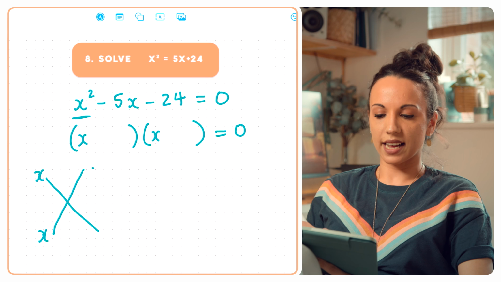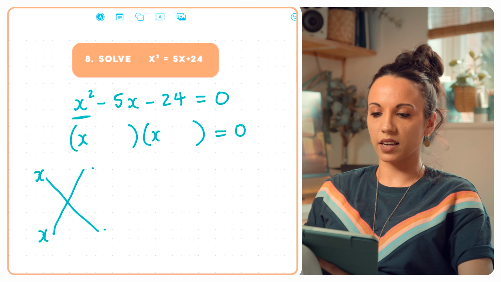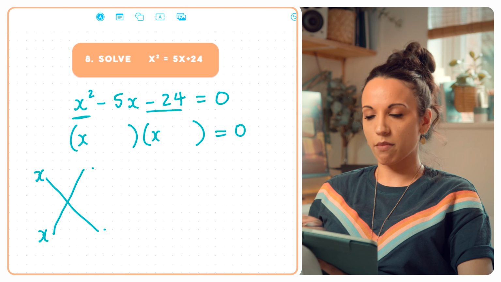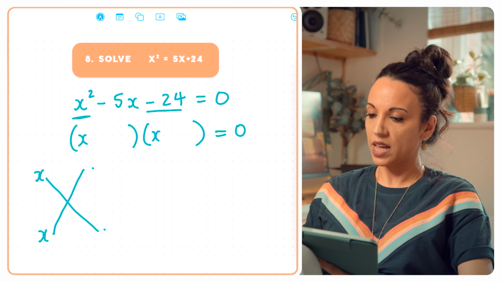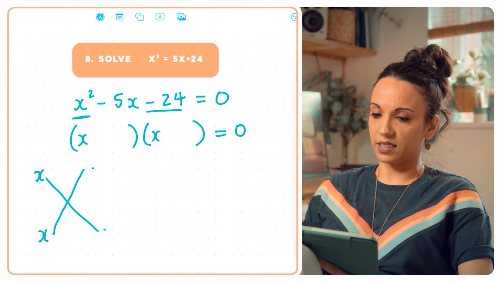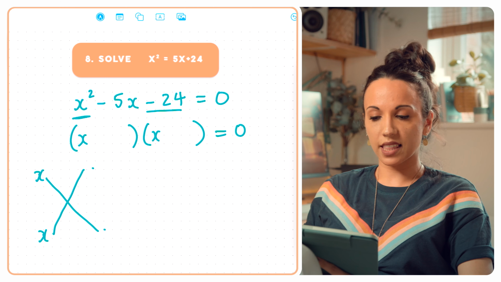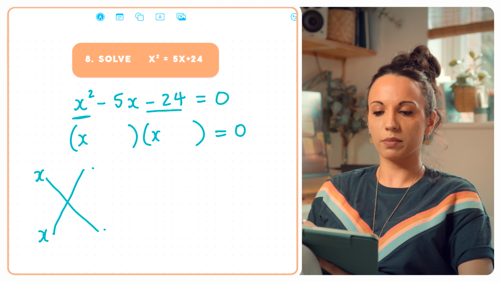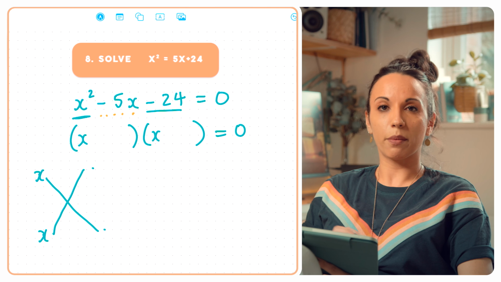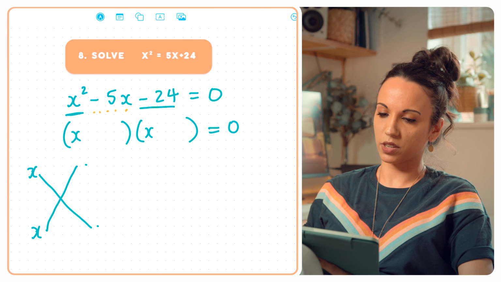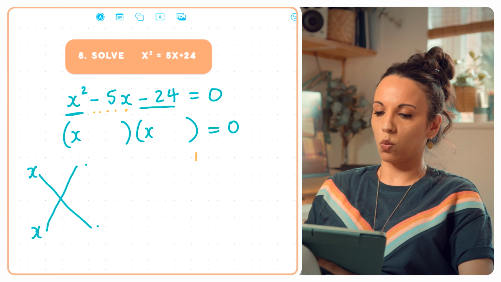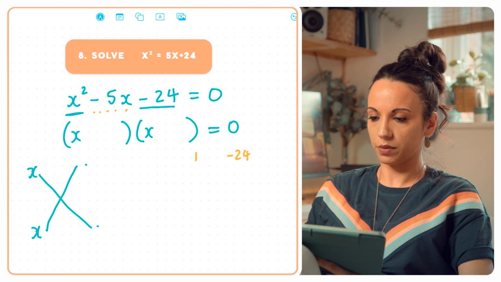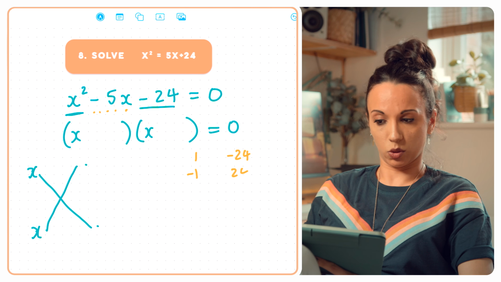Now, on the right-hand side, I want 2 numbers that multiply together to give minus 24. There may be a few of them, so let's have a look, because there's a second condition. I want them to multiply together to give minus 24, but I want them to add together to give minus 5. So let's see what the possibilities are. 2 numbers that multiply to give minus 24: we've got 1 and minus 24, we've got minus 1 and 24.